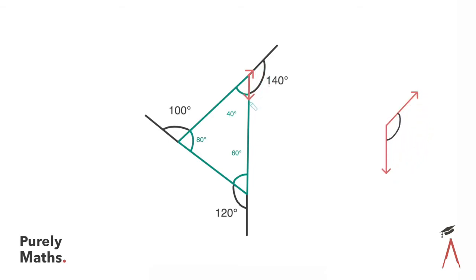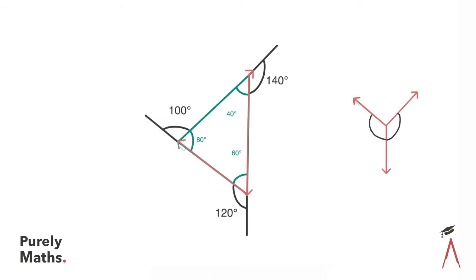And then you can keep walking till you get to this corner here. So now you're facing this direction, so you're going to need to turn right again, and the amount that you turn this time is going to be 120 degrees, so this second exterior angle. And then you can keep walking till you get to this side.